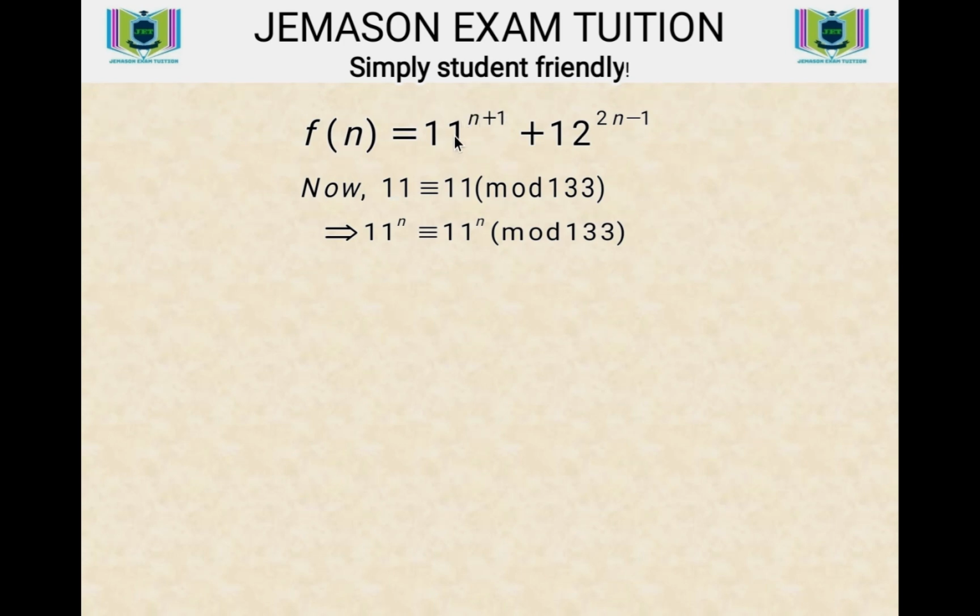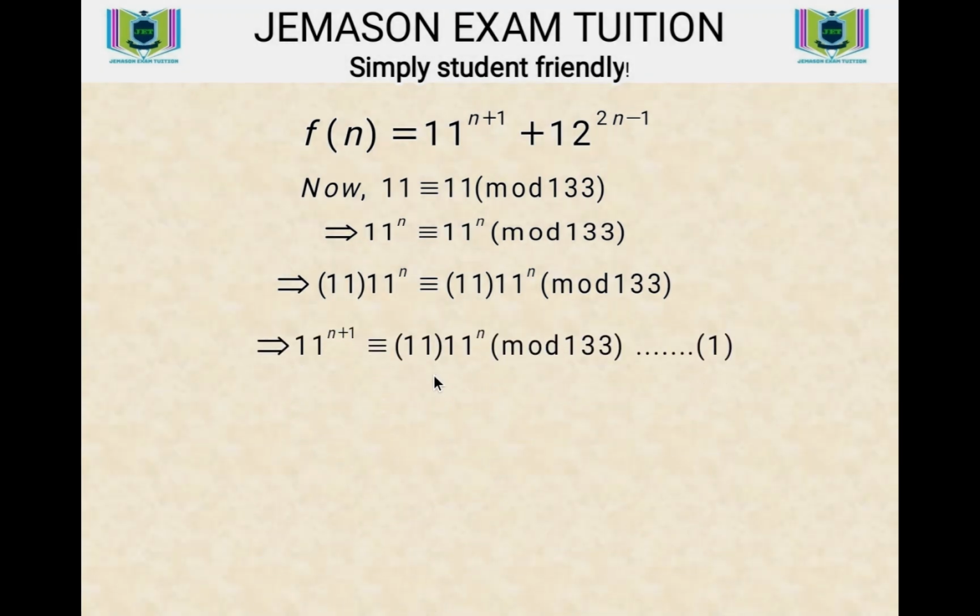And in the next step, I would have to add 1 to the power of 11, and to add 1 to the power of 11, I simply multiply both sides of the congruence by 11, so that with the laws of indices I can now add the powers on the left hand side to obtain 11 to the n plus 1 congruent to 11 times 11 to the power n.